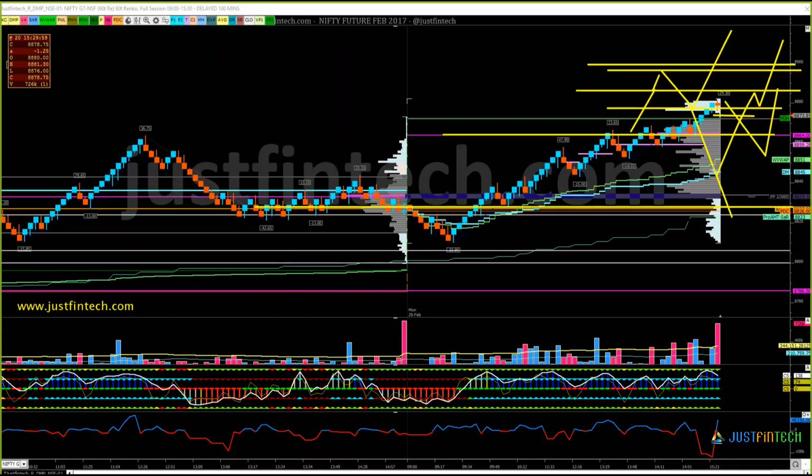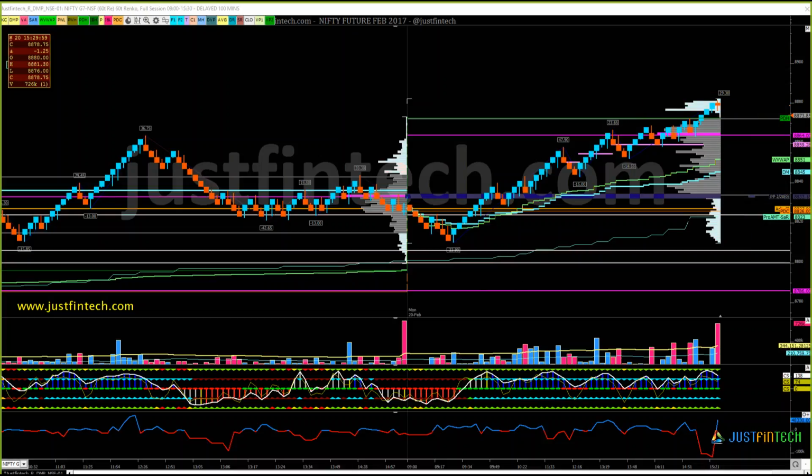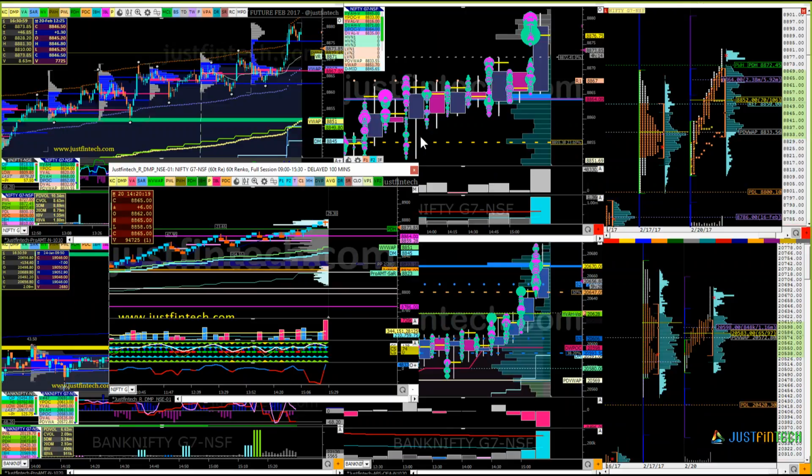So in case it fails to hold this, then expect it to push through and come towards 8825-8823 kind of zone. If it does not find any supply here, then it pulls back up or else starts drifting lower. So that is what I'm expecting in Nifty. Now let's have a look at the Bank Nifty.